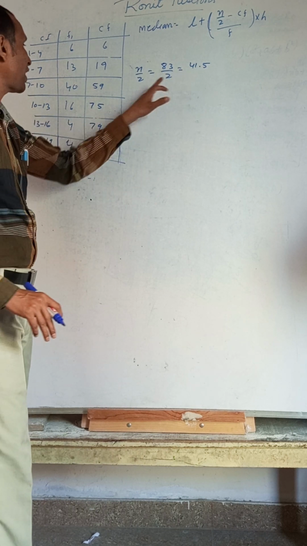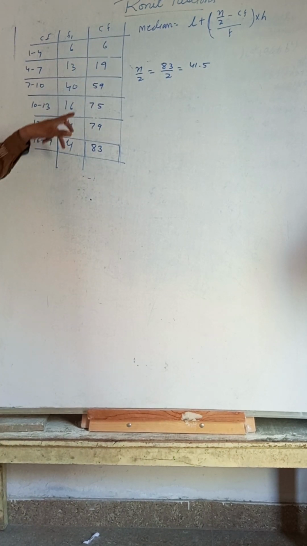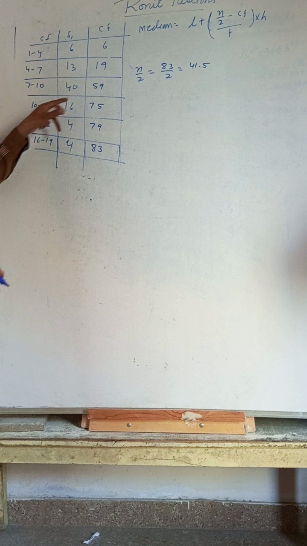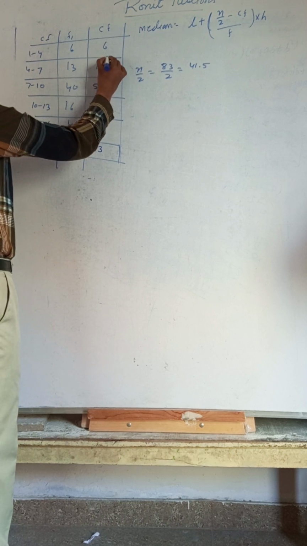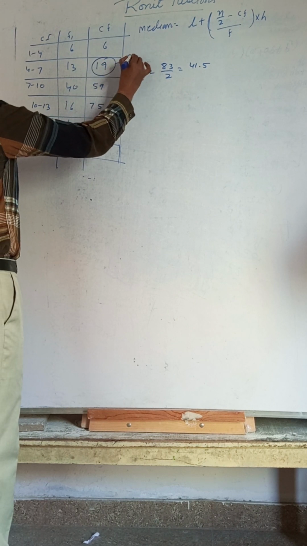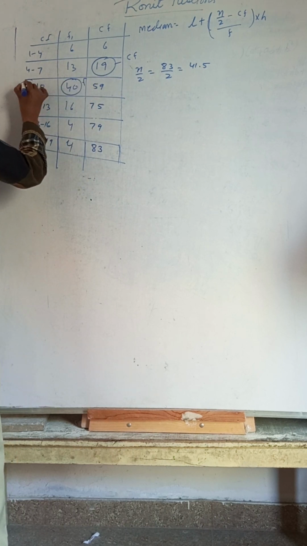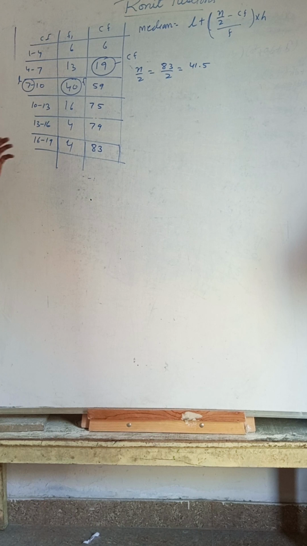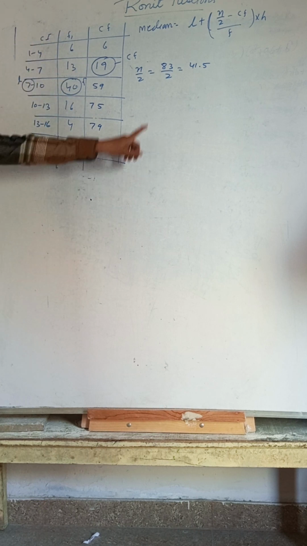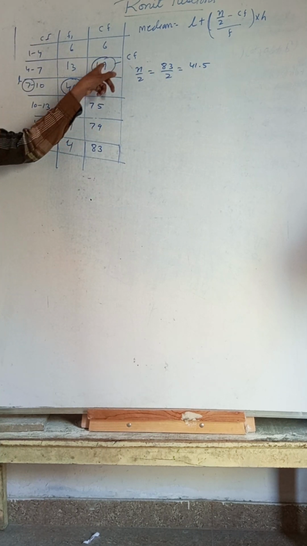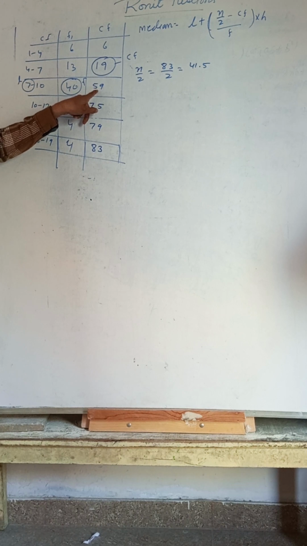Now, in which class does 41.5 fall? It falls in this class. This is the CF, the number above. This is the F, and this is the lower limit L. We look at which CF value is near to this number, so near to 59 in that way.